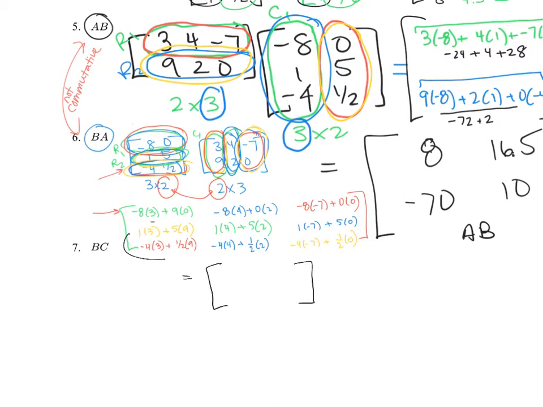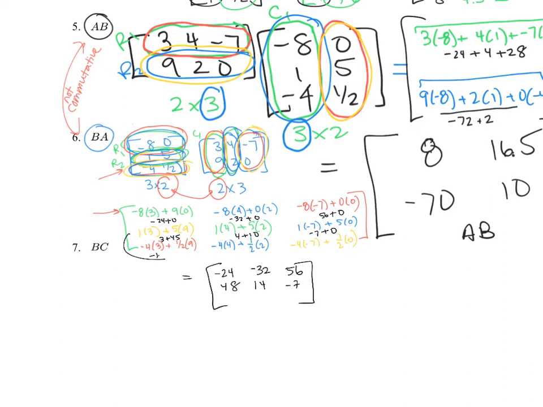This will be negative 24 plus 0, so we have negative 24. Negative 32 plus 0, so we have negative 32. 56 plus 0, so we have 56. 3 plus 45, we're going to get a 48. 4 plus 10, we're going to have 14. Negative 7 plus 0, we're at negative 7.